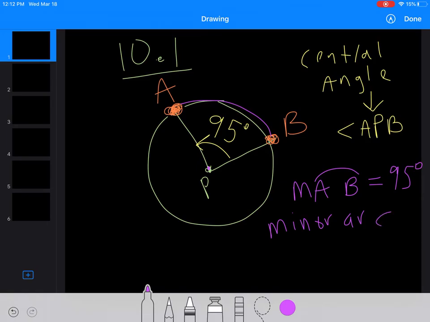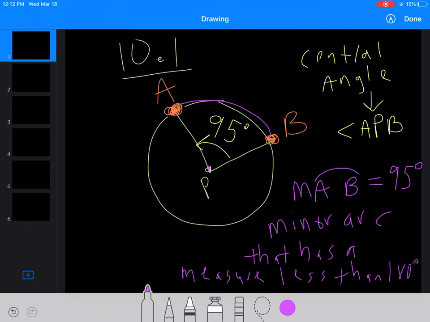Okay, so a minor arc has a measure of less than 180 degrees. So minor arc that has a measure less than 180 degrees.